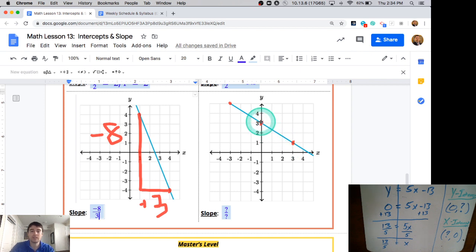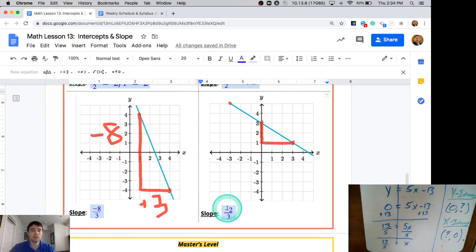I see that it climbs down by 2 units. That's what I'm drawing here, down by 2 units. And then it also happened to move right by 3 units. So it went down 1, 2, and then it went right by 3. So I'm going to have a slope of -2 over 3.